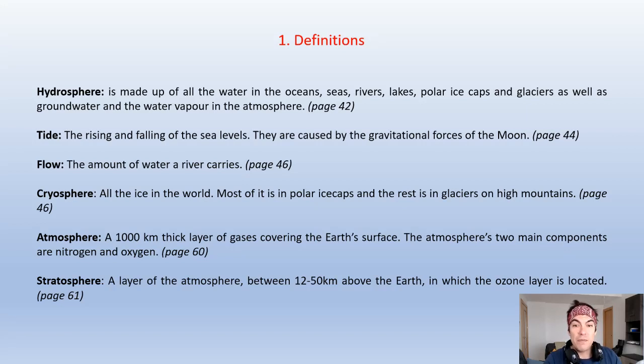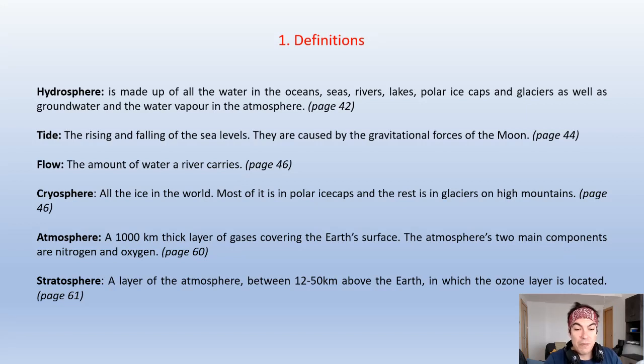Then the atmosphere is a 1,000 kilometer thick layer of gases covering the Earth's surface. The atmosphere's two main components are nitrogen and oxygen. Okay, there are other gases such as argon, carbon dioxide or water vapor, but the two main gases of the atmosphere are nitrogen and oxygen. It is on page 60.